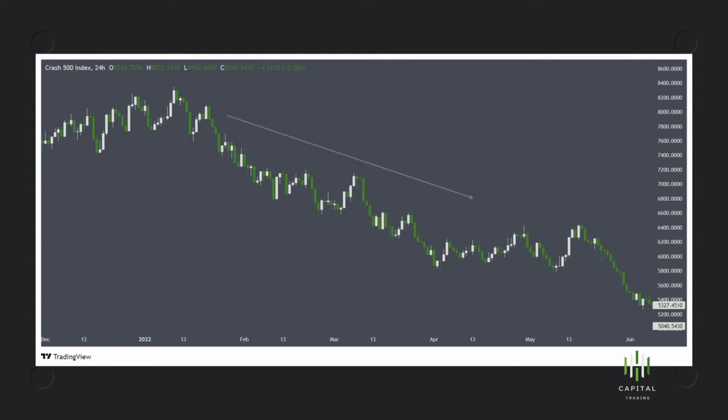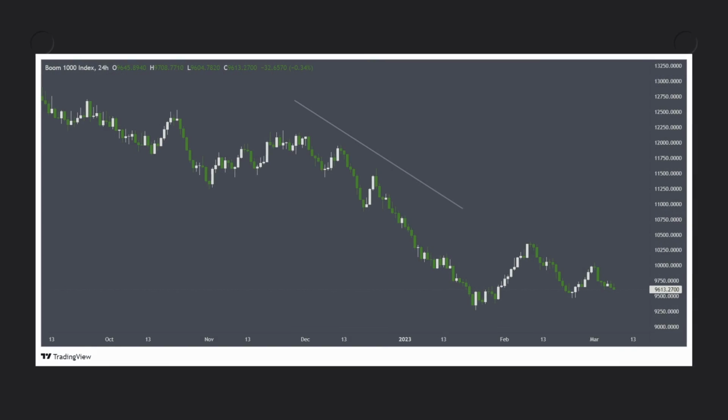So let's identify another instrument that's been trending. We have Boom 1000 on the 24-hour chart. Boom 1000 has been trending since October last year. So it's been going to the downside. This is just one of the reasons why we consider Boom 1000 as one of those good instruments that you can utilize or focus on as a Boom and Crash trader.